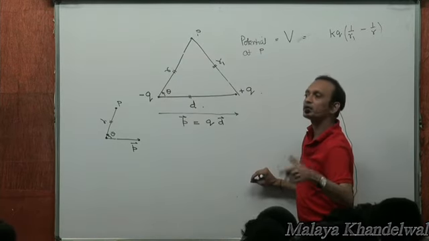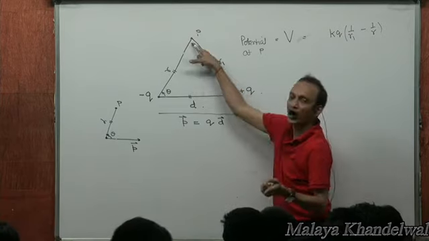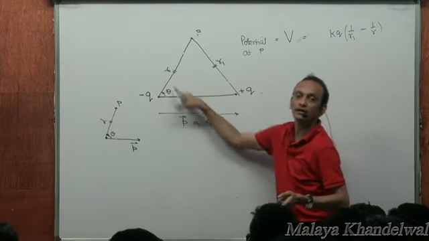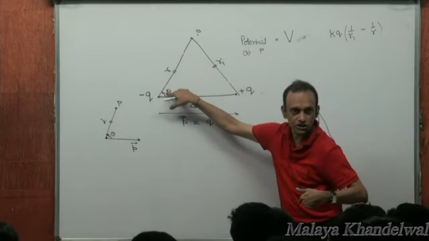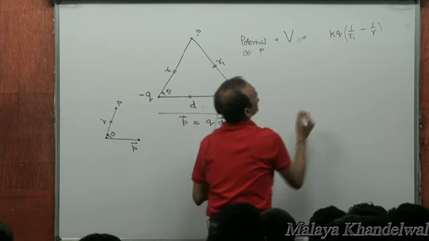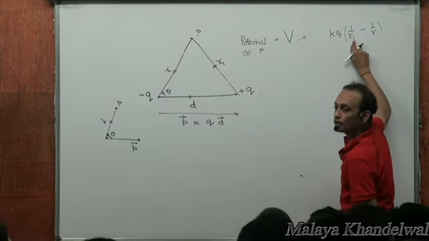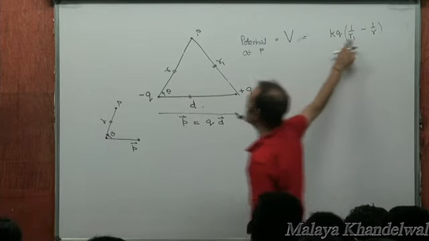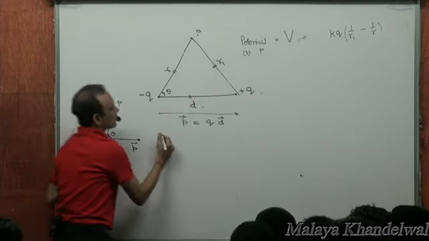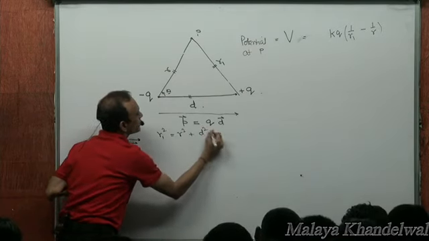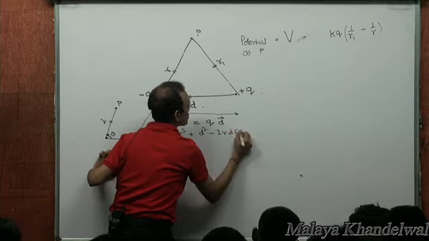Right? I can apply the cosine rule to this. r1 squared will be r squared plus d squared minus 2dr cos theta. Yes or no? That's the cosine rule. Yes. Right? And from there I want to dispense with r1. So r1 squared is r squared plus d squared minus 2rd cos theta.